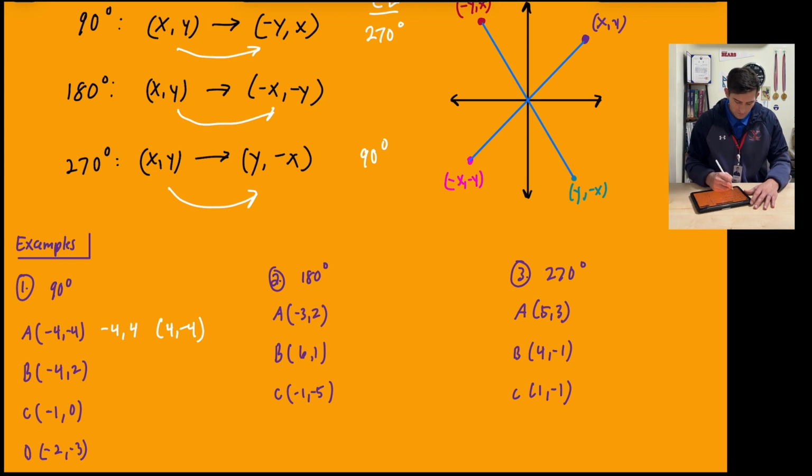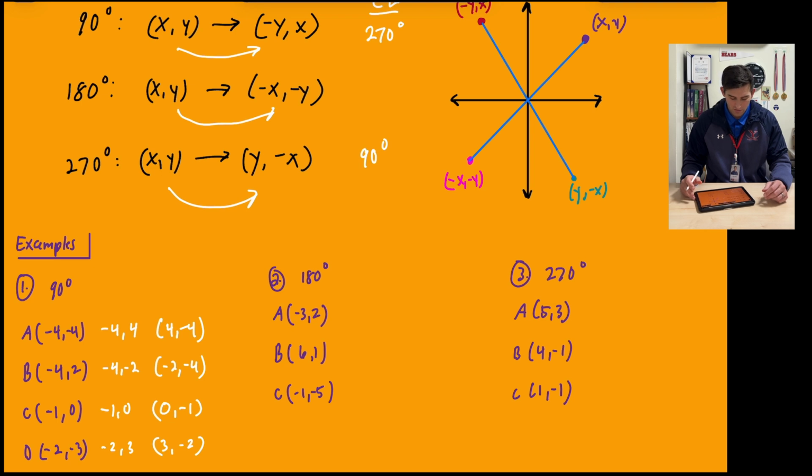For B, we're going to write it as (-4, -2), and then we're going to switch those. So (-2, -4) would be our new coordinate after the 90-degree counterclockwise rotation. Now, C is a little bit tricky because the opposite of 0 is still 0, right? So nothing changes there. And then we just switch these coordinates, so it's (0, -1). For D, we're going to write (-2, 3), and then we switch those so it becomes (3, -2). That would be our final coordinate. Okay, so that's a 90-degree counterclockwise rotation.